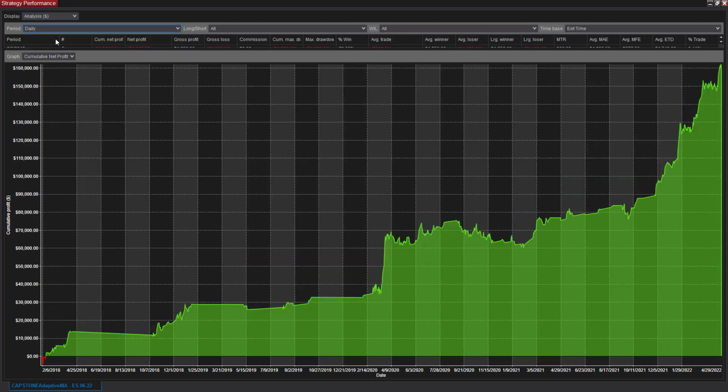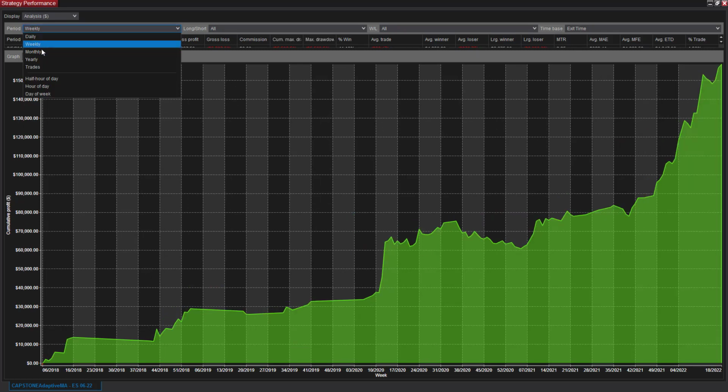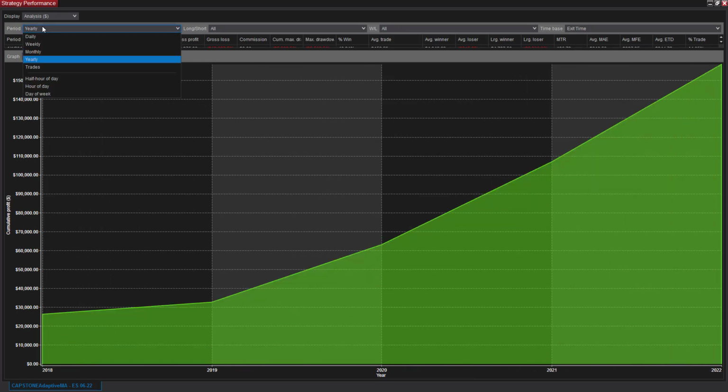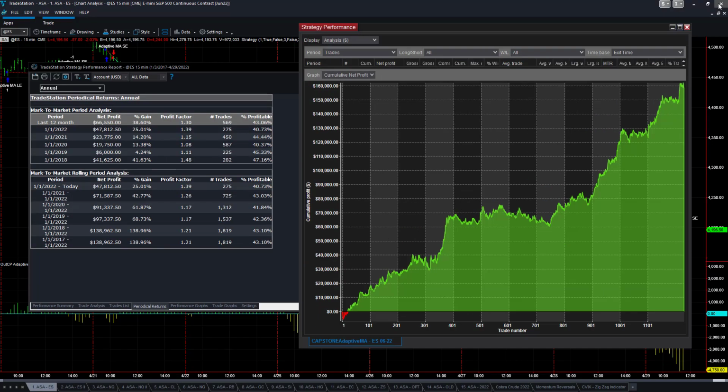You can go daily. You can go weekly. You can go monthly, and you can go yearly. So there's more data points in the trades, and so you can see that. So you might want to use the most incremental measurement. So wanted to share that with you.